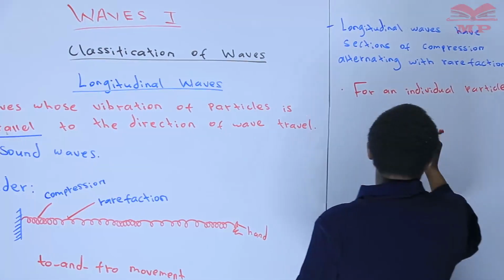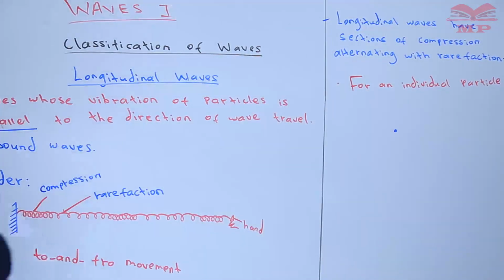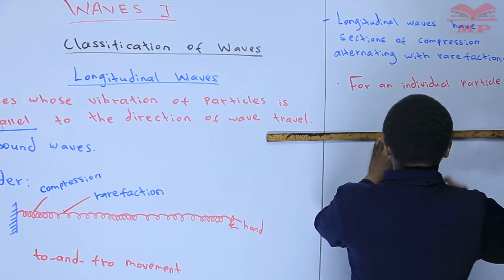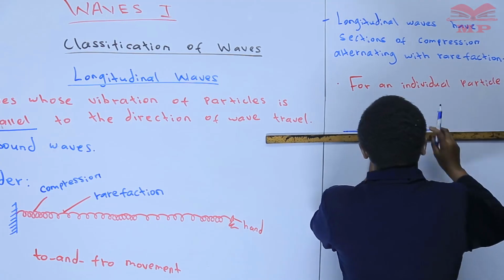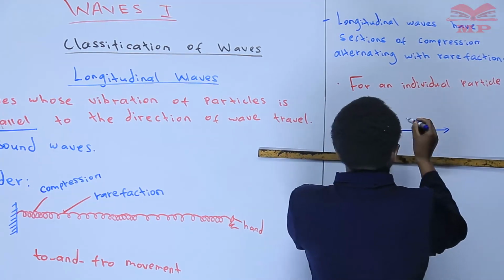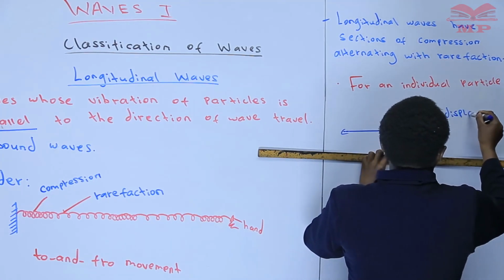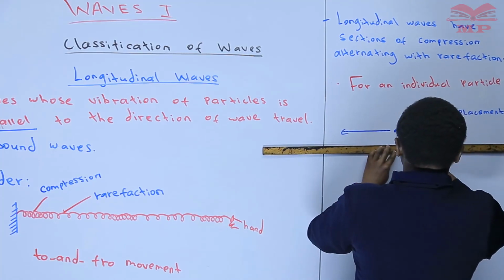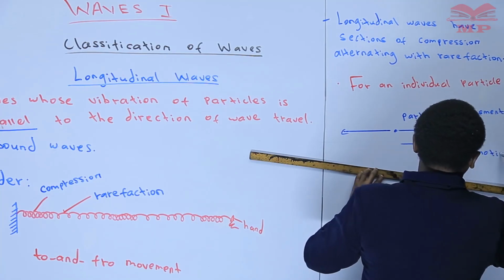For an individual particle, if we have our particle here, we are going to have the particle displacement in this manner. This is our particle displacement, either that side or the other side. This is the particle displacement as the wave moves in this direction. So this is our wave motion.